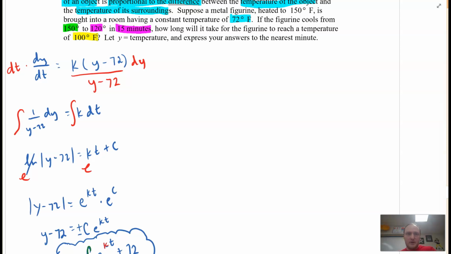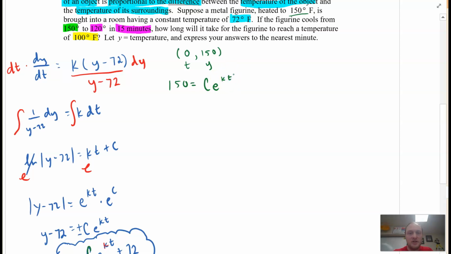So we're going to solve for c first. Now, how we're going to do this is I'm going to take the 150 degrees at time 0. Right? The object is brought in, is heated to 150 degrees, and that is time 0. So I'm going to plug this into our equation, right? The temperature of the object is 150 degrees, which equals C times e to the power of kt.